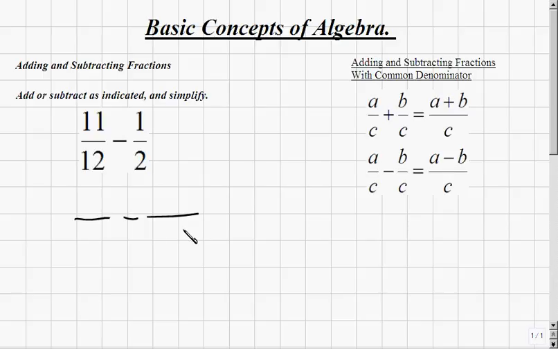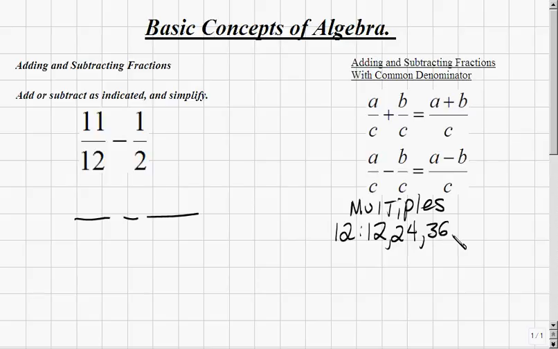Well, to find the common denominator, we'll write the multiples of each denominator. A multiple is each sequential number added onto itself. So for example, with 12, the first multiple is 12. If we continue on adding 12, the next multiple would be 24. Adding again would become 36, then 48, then 60, and so on.